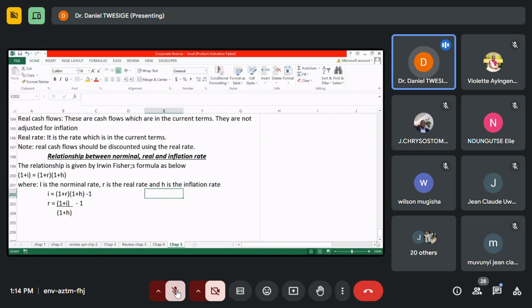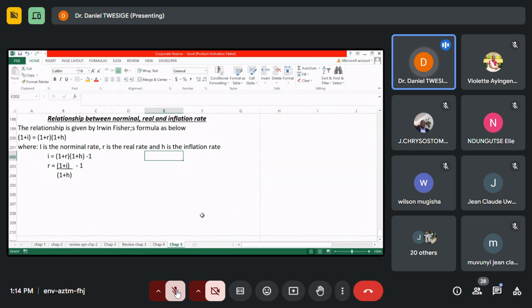So that is Irving Fisher's formula. Please look at the question clearly and identify whether you are dealing with real or nominal cash flows, and a real rate or a nominal rate.